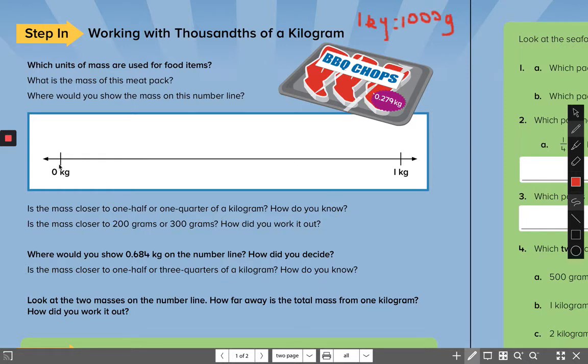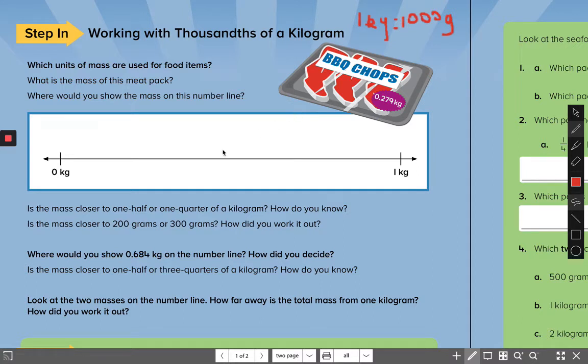First of all, let's have a look at this number line. We've got 0 kilograms here and 1 kilogram there. Because we're going to use the parts of this number line to record the weight, we're going to treat this number line as a fraction line, because the question is, where would you show the mass on this number line? Well, let's break it up step by step.